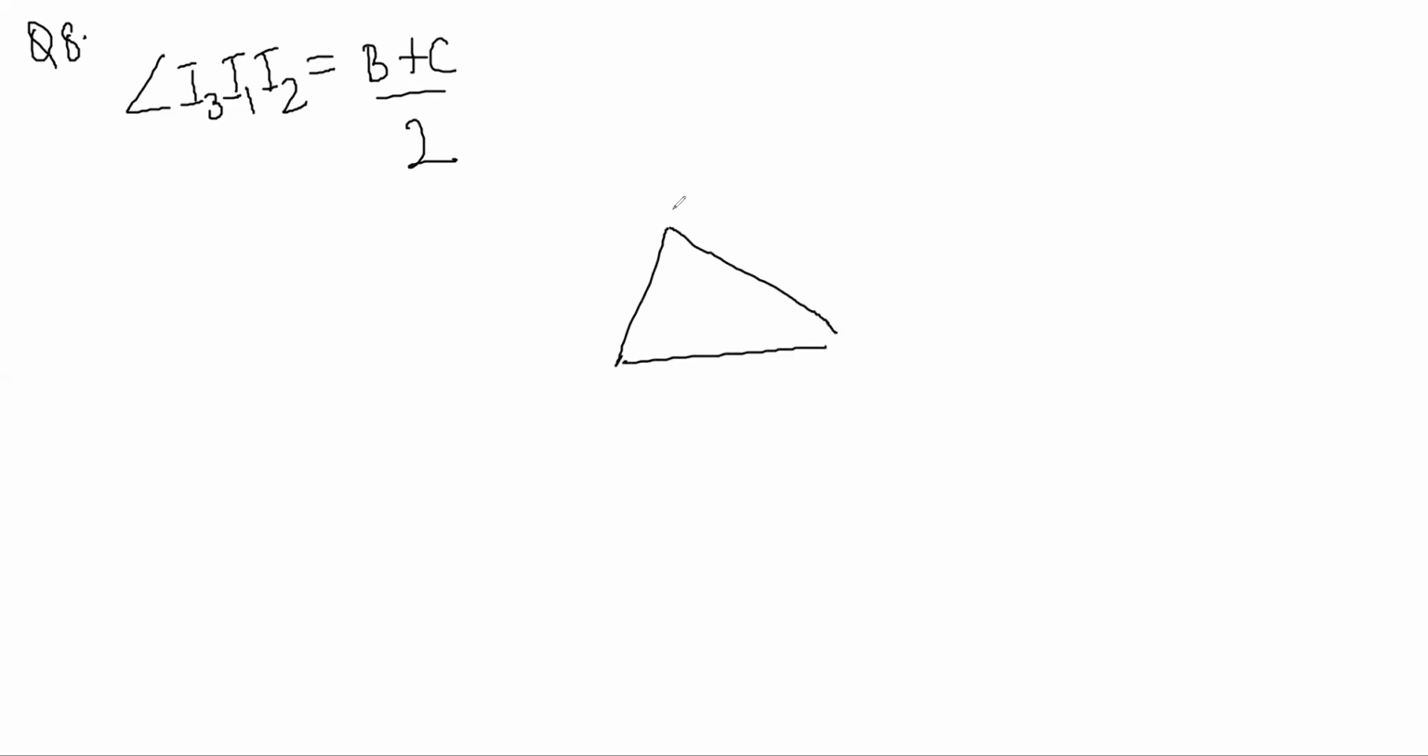Let's find this one, the eighth one. Question 8. Prove that angle I3, I1, I2 is equal to B plus C by 2. Okay, so a figure will be important now. Let's draw a figure. This is A, this is B, this is C. The figure will be somewhat like this.